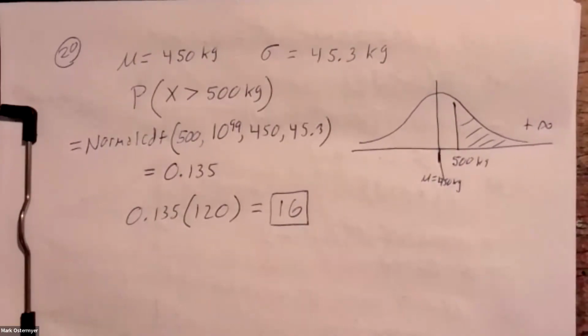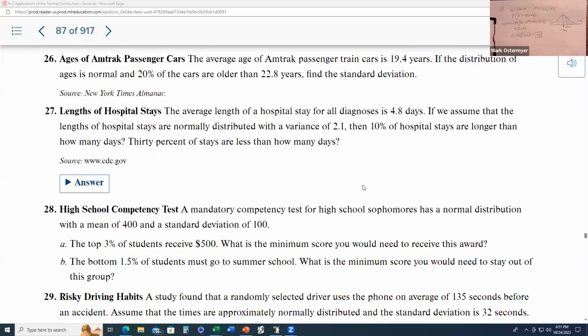All right, I want to do one like number 27 now. The average length of a hospital stay for all diagnoses is 4.8 days. If we assume that the length of hospital stays are normally distributed with a variance of 2.1, then 10% of the hospital stays are longer than how many days? 30% of the stays are less than how many days?